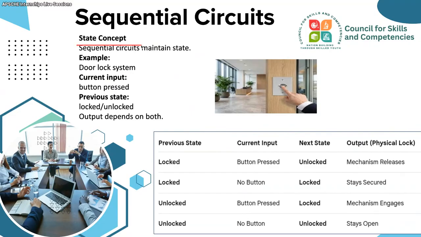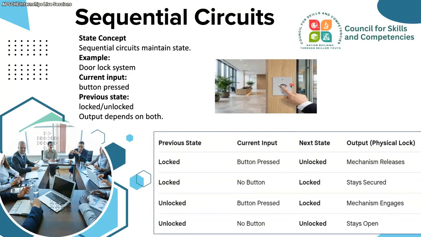The state concept we will try to understand by examining an example. See, a sequential circuit maintains a state. For example, there is a door lock system.